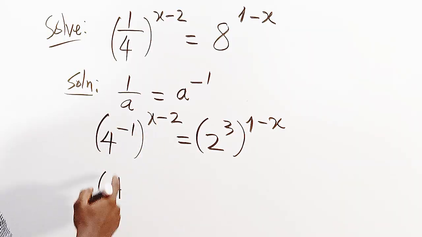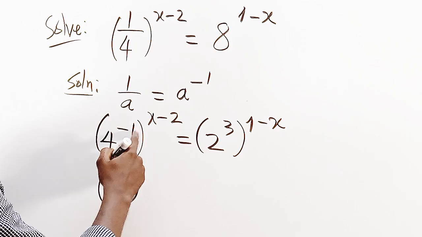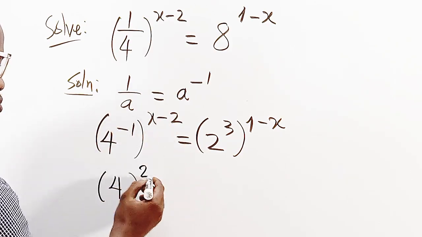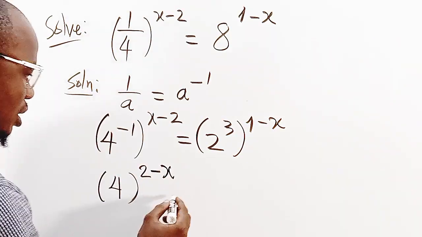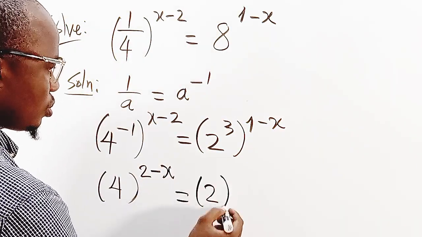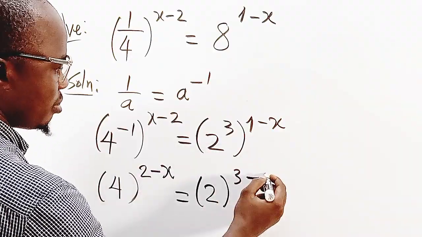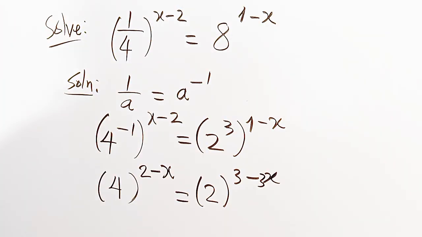Now the next thing we're going to do, I'm going to have 4 to the power of this minus 1. We use this minus 1 to open the bracket and multiply. So we're going to have minus 1 times minus 2, which is 2, and minus 1 times this, we have minus x. Then equal to 2 to the power of 3 times 1, we have 3, and 3 times this, we have minus 3x. Understood?